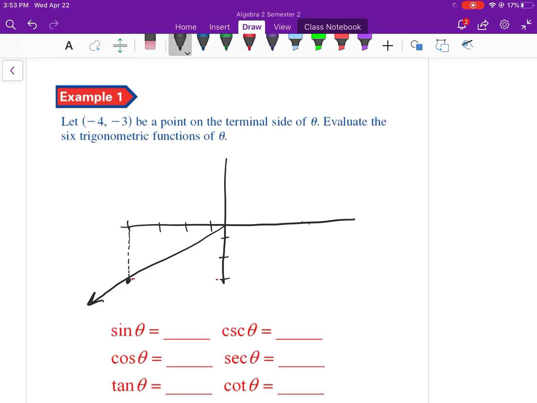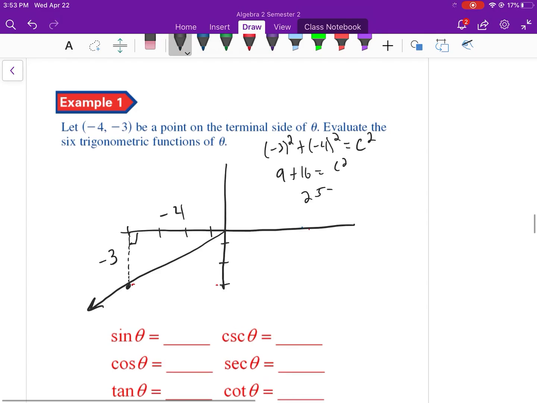Given that triangle we just created, we know this is -4 and this is -3. Since it's a right triangle, we can use the Pythagorean theorem: a squared plus b squared equals c squared, or -3 squared plus -4 squared equals c squared, or 9 plus 16 equals c squared, or 25 equals c squared. So that radius, or c value, is 5. That one will always be positive. We're evaluating from this angle, and the angle is always the one near the origin.